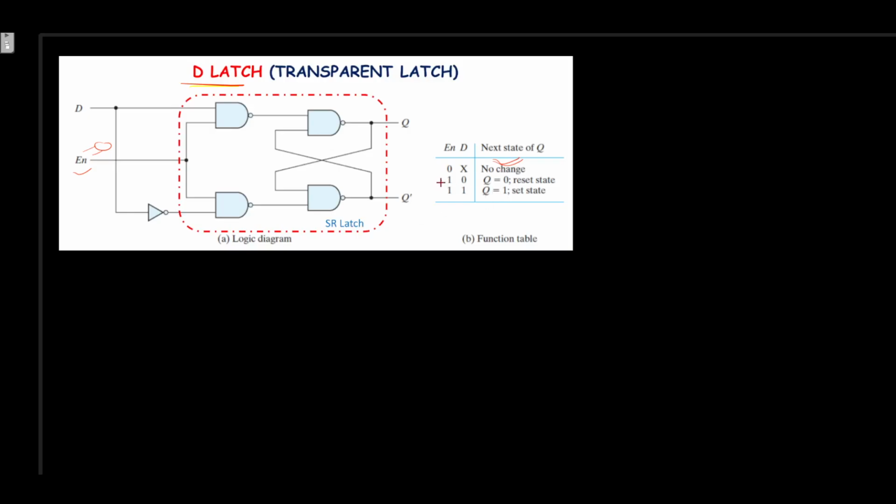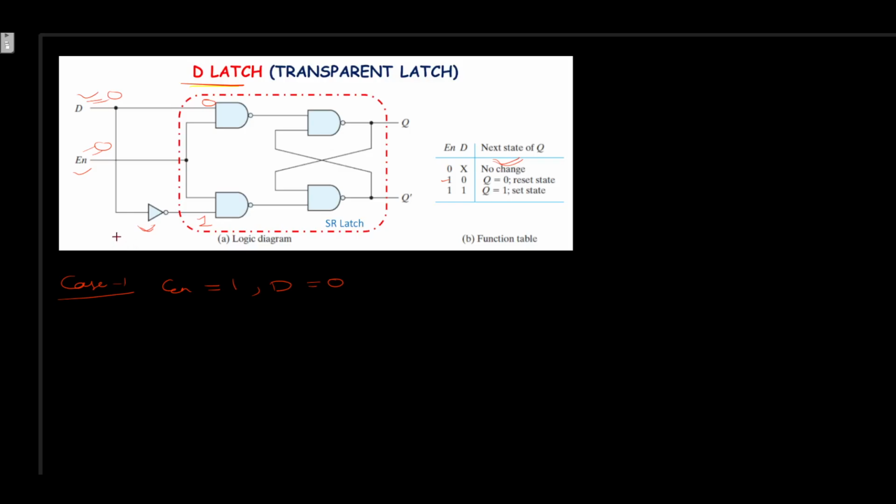When the enable pin is equal to 1, what happens to the output? Because there is a single input, it is given to one of the NAND gates as it is, and to the other NAND gate through a NOT gate. Let us consider the value of D equal to 0. Case 1: enable pin is 1 and D is 0. In this case, one NAND gate is receiving the value 0, and the below NAND gate is receiving the value 1 because of the NOT gate.